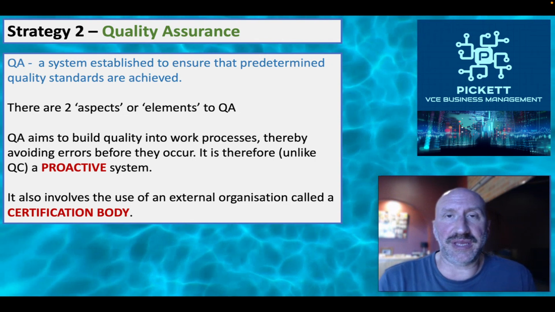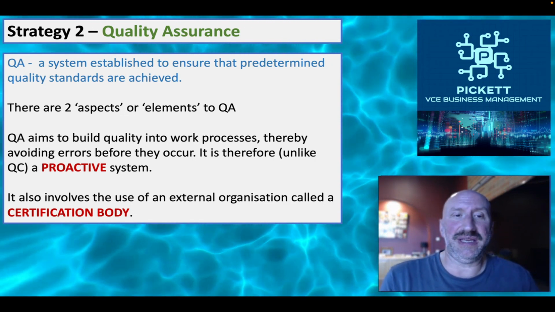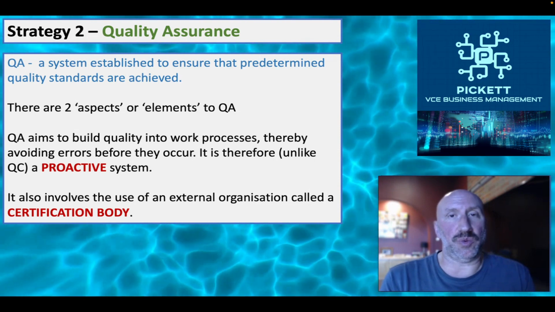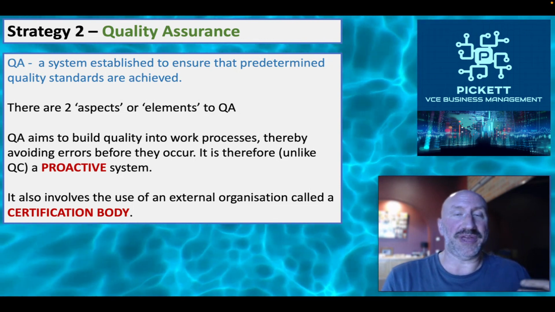Okay, the first important point is that QA, unlike QC, is aiming to build quality into the work processes, thereby avoiding errors before they occur.